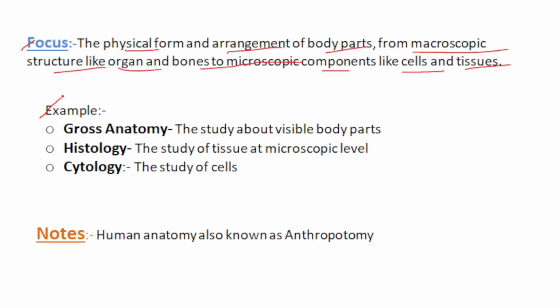Then examples of anatomy. First, gross anatomy. It is the study of the visible body parts. Then histology. It is the study of tissue at the microscopic level. Then cytology. It is the study of cells. Then please note that human anatomy is also known as anthropotomy.